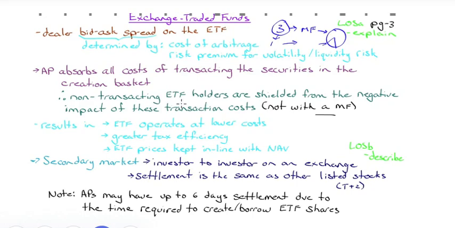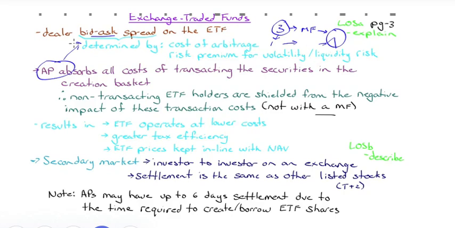But with an ETF, since the dealer absorbs all the costs of transacting the securities in the creation basket, only ETF holders who are buying or selling at that particular time absorb the cost of that particular creation unit, and it's in the bid-ask spread. So non-transacting ETF holders are shielded from the negative impact of these transaction costs because it's not the ETF sponsor that pays the transaction costs. It's the authorized participant that pays all the transaction costs and then recovers those transaction costs in that bid-ask spread. And the only people experiencing that bid-ask spread are people who happen to be buying or selling at that particular time.